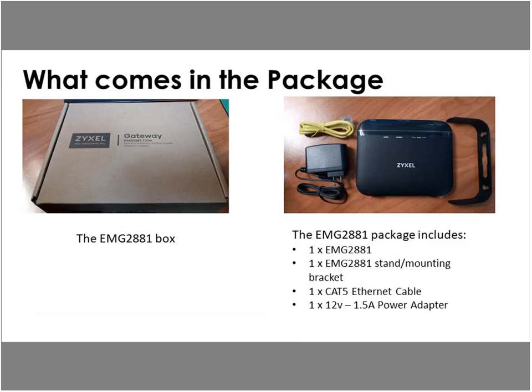Unboxing the EMG2881 brown box. Then inside it, you get the gateway. You have a mounting stand that also allows you to wall mount or desktop mount, the Ethernet cable, and then the power adapter. It's a 12 volt, 1.5 amp.